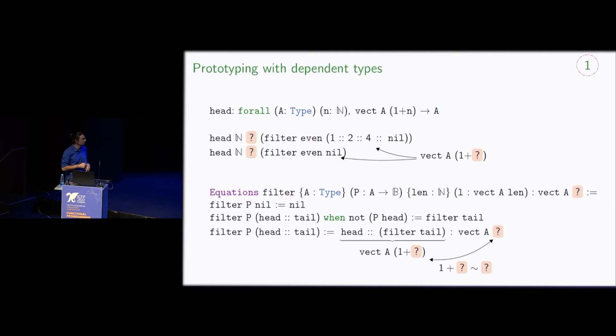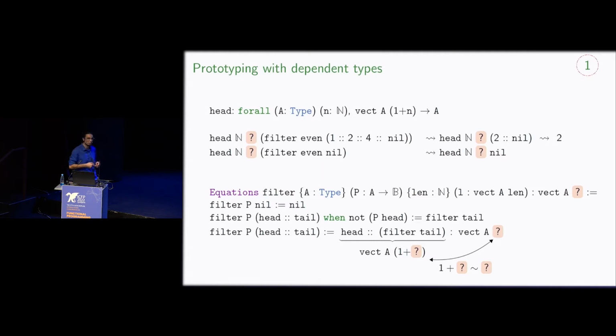So reducing the filter function gives us, in the first case, head applied to the list which contains only 2. And in the second case, we obtain only the nil list. Now, in the first case, we can further reduce the head on the list that contains only 2 and get a result that will be 2.